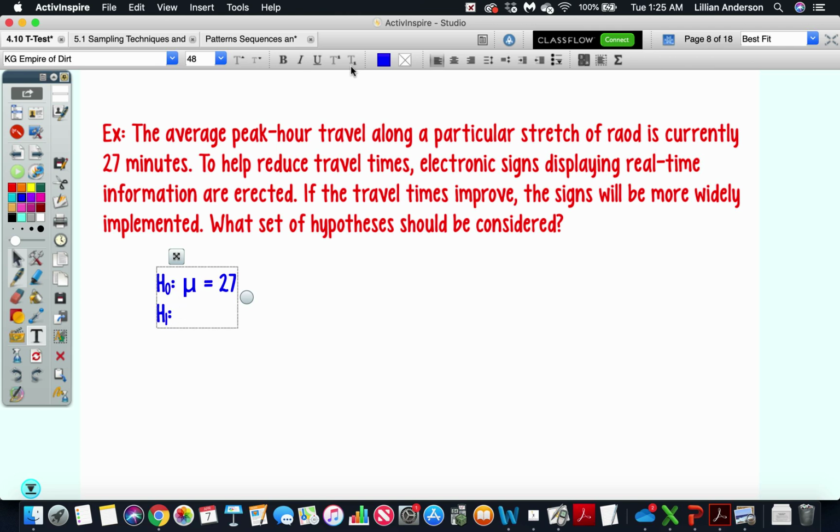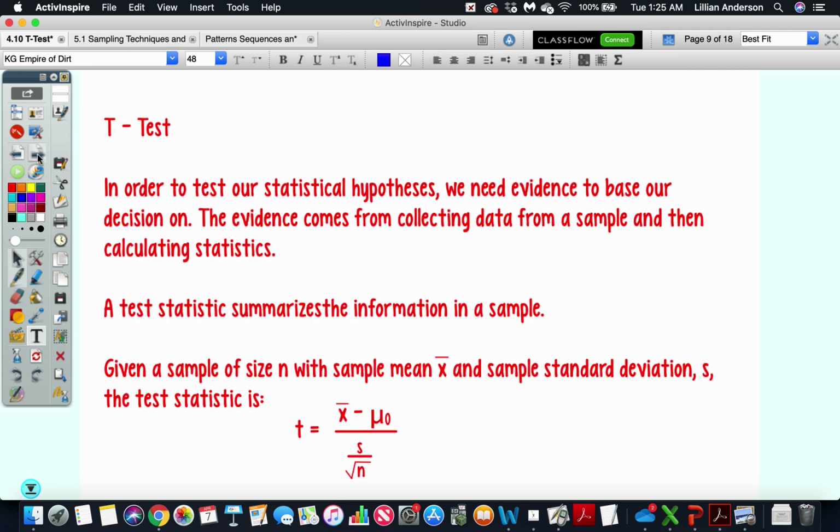So that means the travel time along this particular road, if they're trying to reduce it, should be less than 27. Because in order to reduce, the value needs to be a lot shorter. And that's how you write your hypotheses when you're starting your statistical testing. Okay. Now we need that foundational skill to start our t-test.